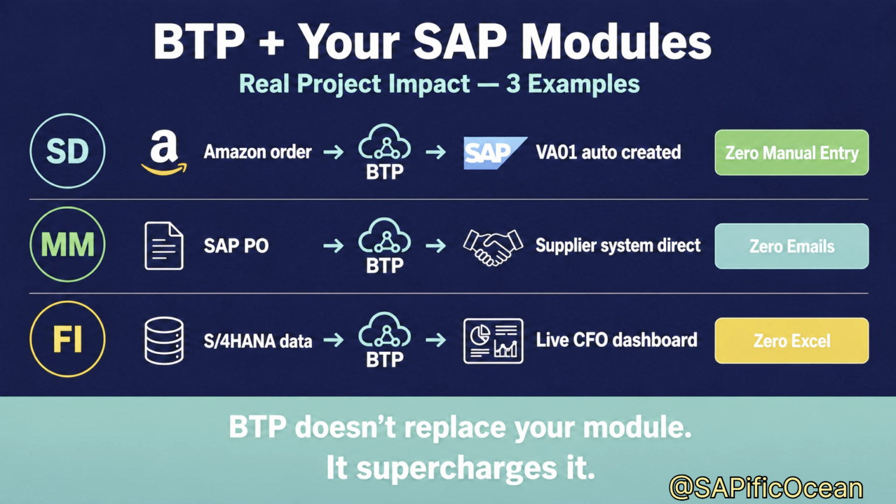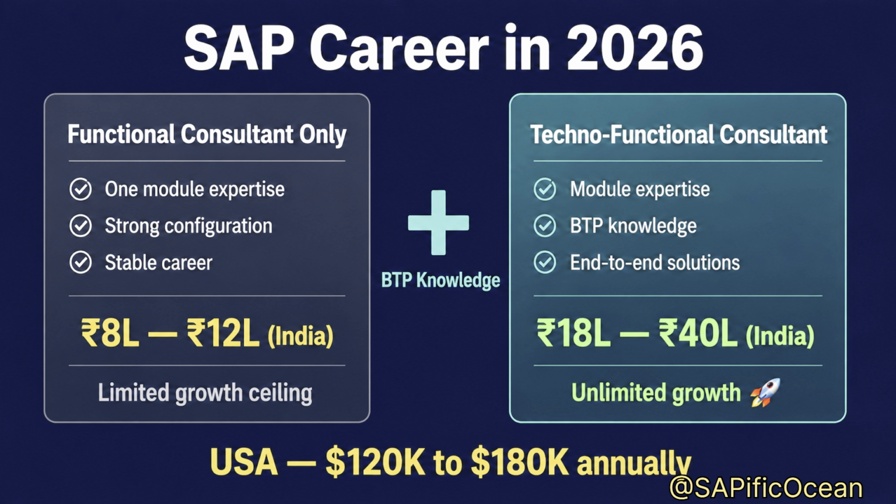Notice something in all three examples. BTP did not replace SD, MM, or FICO. It made them faster, more connected, and more intelligent. That is the key insight every functional consultant needs to carry. BTP is not a threat to your module knowledge, it is a multiplier. Let's talk about what this means for your career.